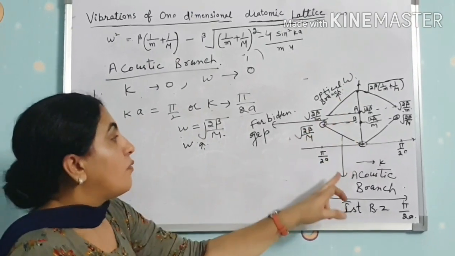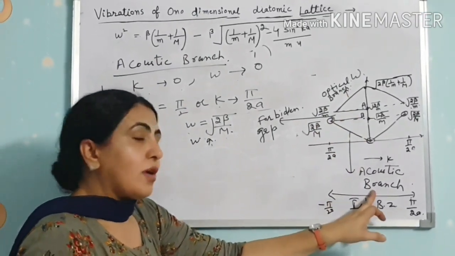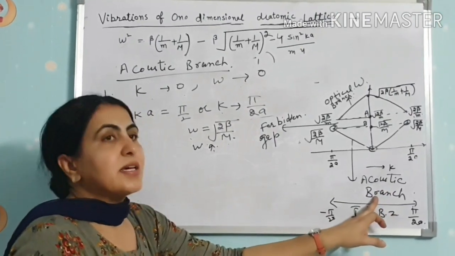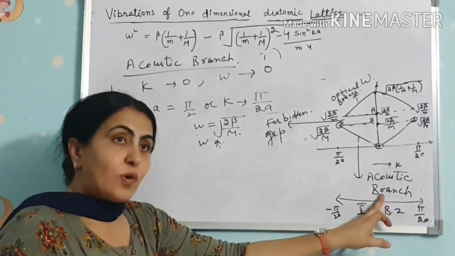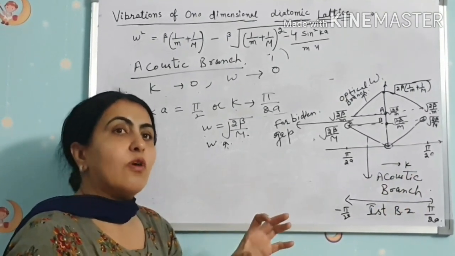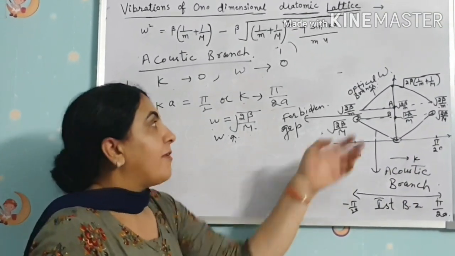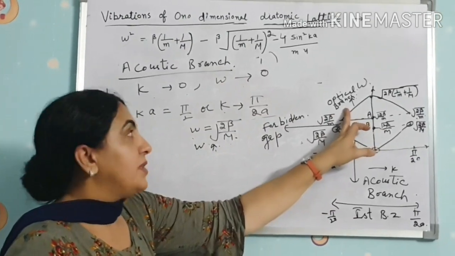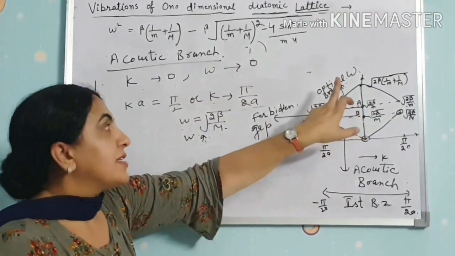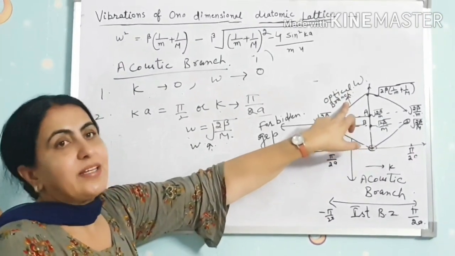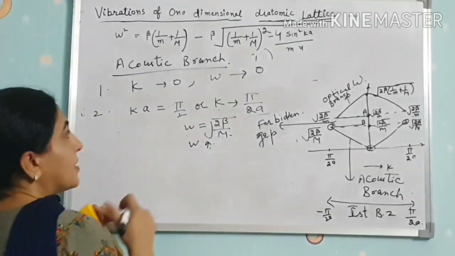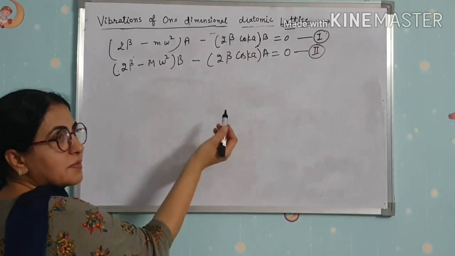Acoustic means sound. This branch is stimulated by sound waves, and that's why it is called the acoustic branch. And why is this the optical branch? It can be stimulated by optical waves, and that's why this branch is called the optical branch. Clear? And next, to show how the atoms move.